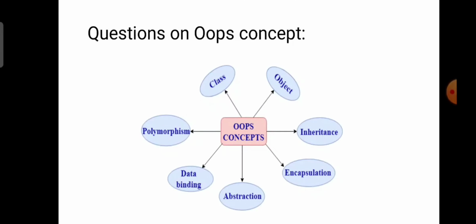In OOPS concepts we have classes, objects, and concepts like inheritance, encapsulation, abstraction, polymorphism, and data binding. We will go through them one by one. So beginning from the classes.